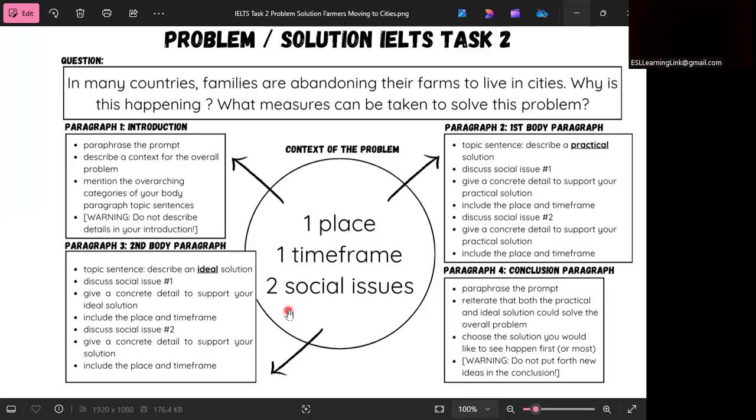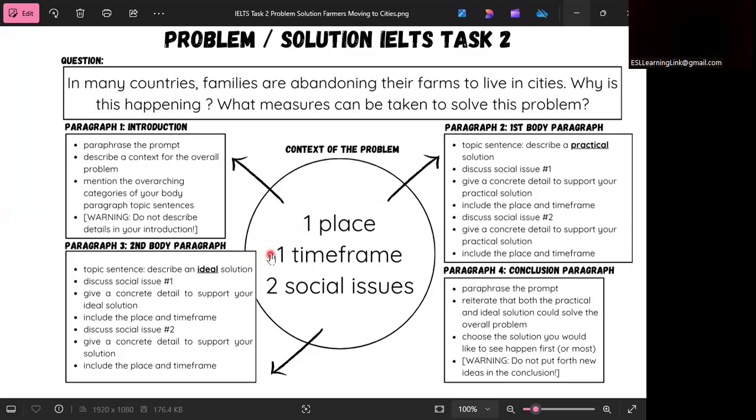For the sake of memorizing an easy plan, I recommend that you choose one place, one time frame, and 2 social issues. I recommend that you locate the place to your own country. It says in many countries, so they're giving you a chance to choose any country. Choose your own. You can write from experience.